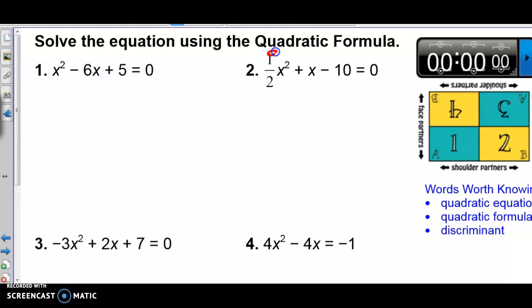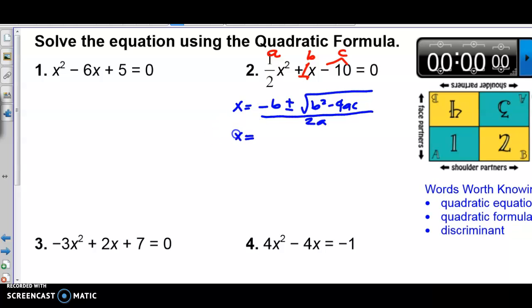So the value of a is 1/2. The value of b is 1. So it's the coefficient of x. So 1x. So b is 1. And then the value of your c is negative 10. So writing down the formula, x is equal to opposite of b plus or minus the radical of b squared minus 4ac all over 2a.